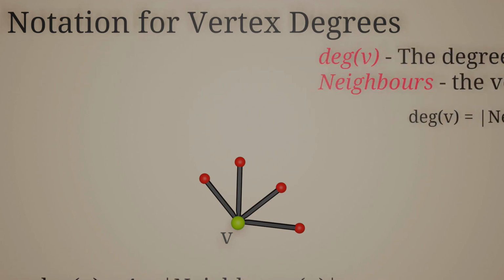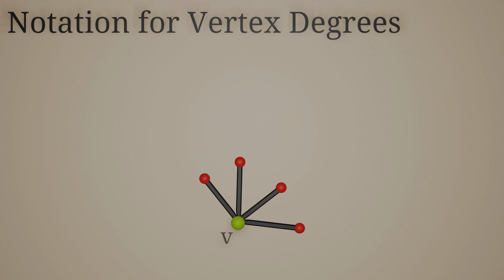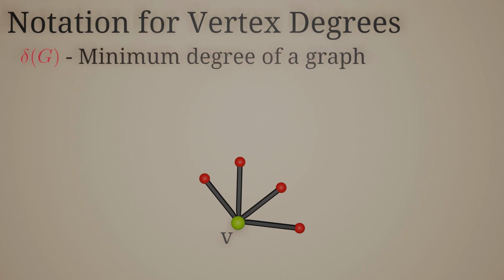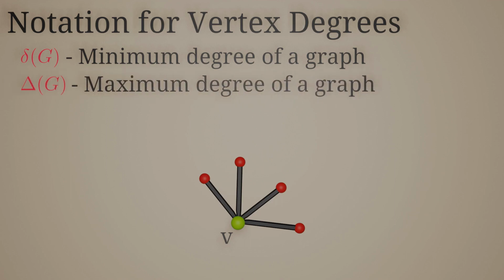In typical math fashion, here comes a bit of Greek. The minimum or smallest degree of a graph is the lowercase delta symbol. The maximum or largest degree of a graph is the uppercase delta symbol.